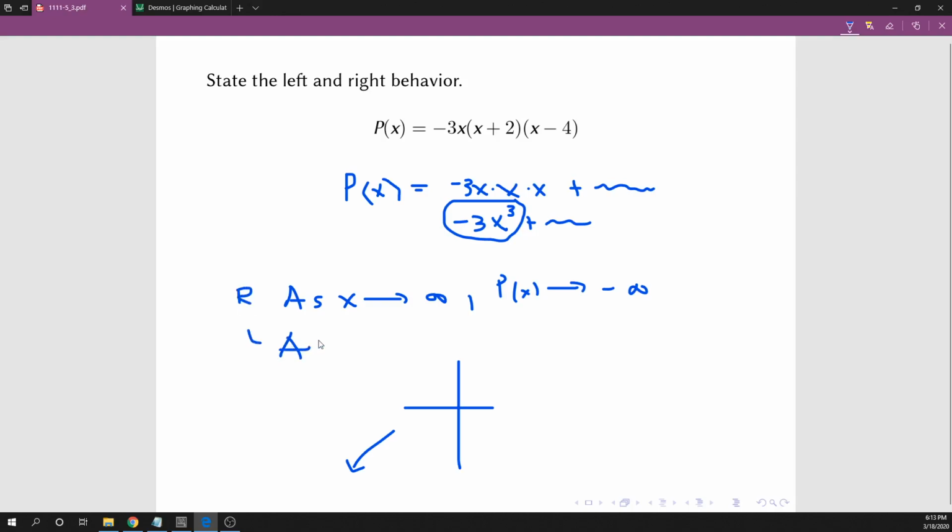For the left behavior, what we want to do is look at the degree. The degree of the polynomial is 3, which is an odd number. That means that the end behaviors will be opposite. And since this one is negative infinity, that means this one has to be positive infinity here. And I drew this in the totally wrong spot. Sorry.